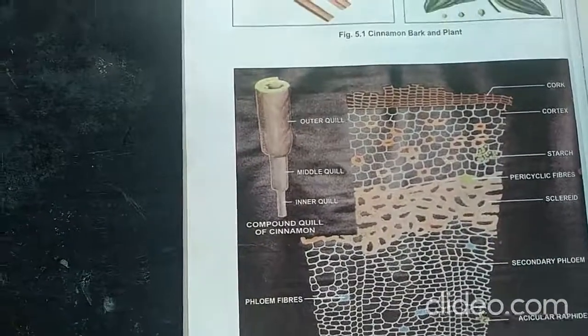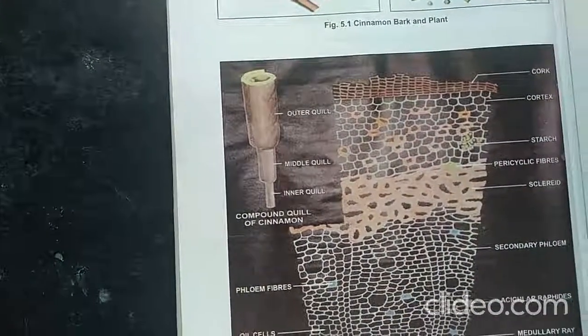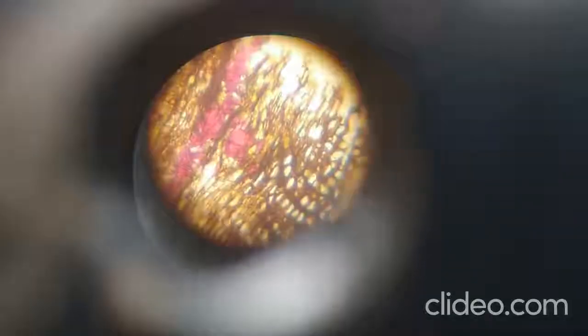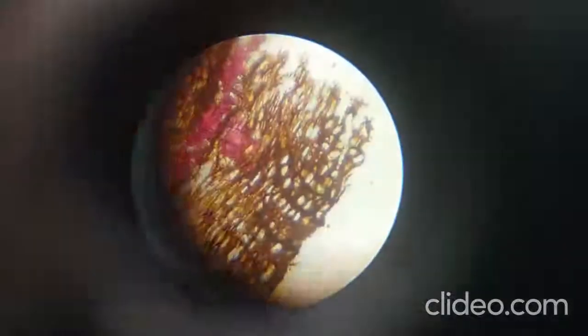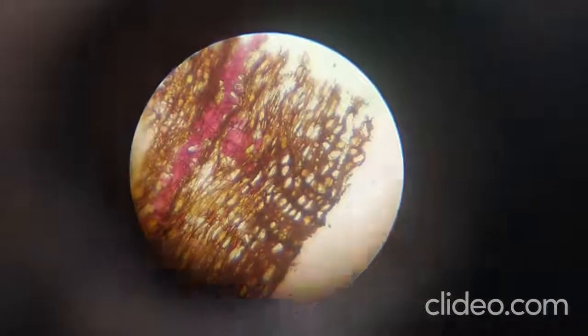Our staining is complete and we have adjusted the slide. Now see, this is a section of cinnamon bark. You can observe the pink color staining with phloroglucinol and concentrated HCl, which is due to the presence of pericyclic fibers. They get stained. Other portion is not stained, you can see. But the pericyclic fiber part is only stained.